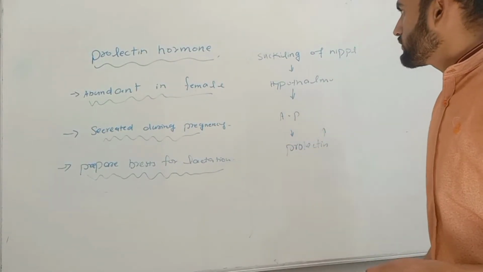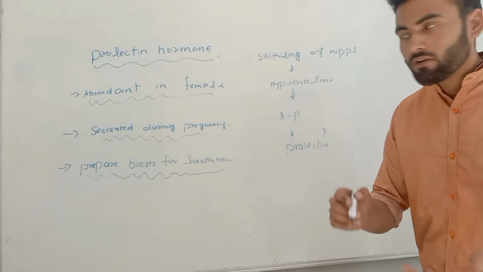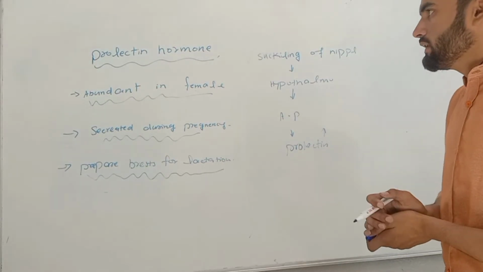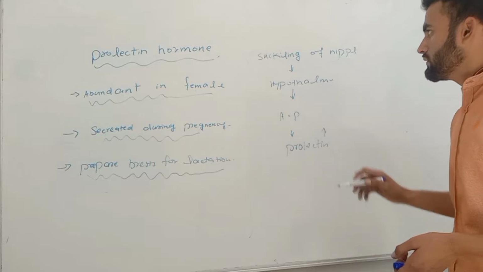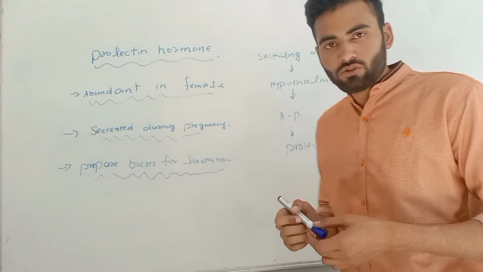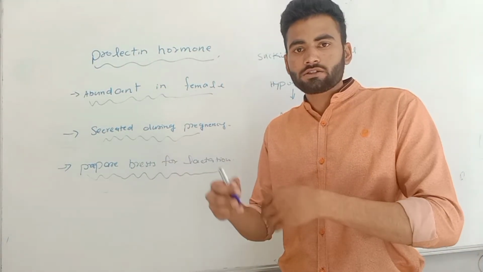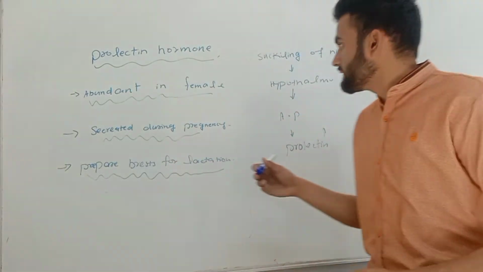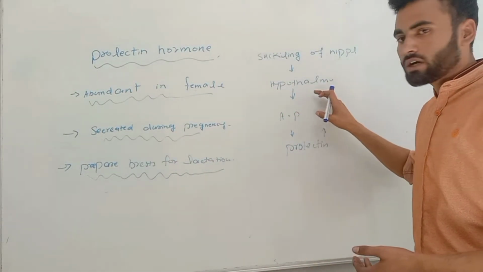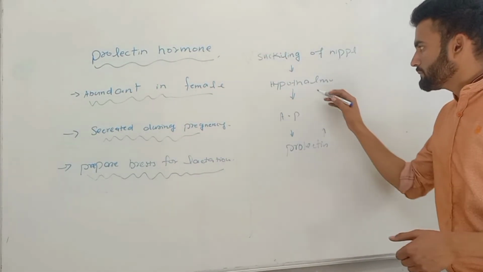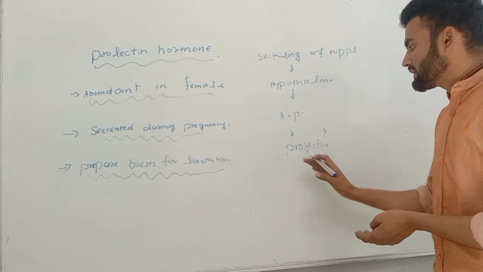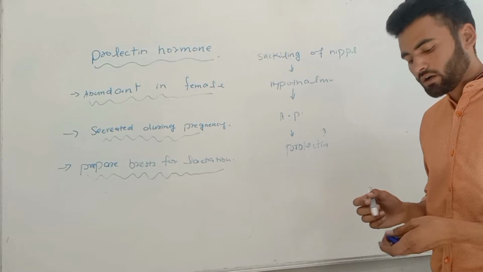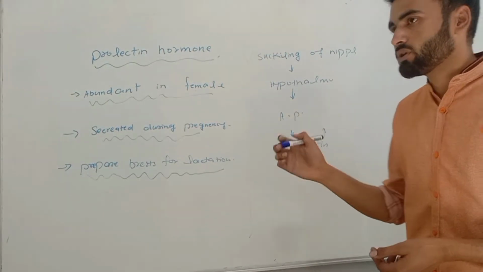Okay, and if we look at the stimulation for the secretion of the prolactin hormone, it is the suckling of the nipple. When the baby is suckling from the nipple, the stimulation goes to the hypothalamus. Then the hypothalamus will stimulate the anterior pituitary, and the anterior pituitary will increase the prolactin hormone. That is about the prolactin hormone.